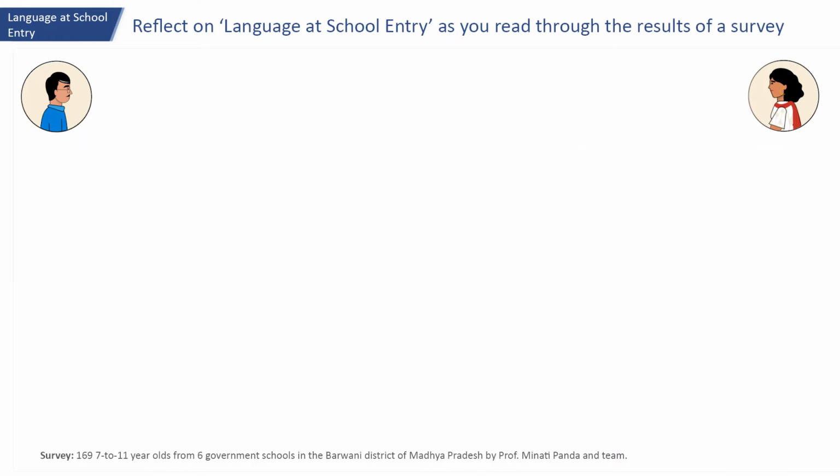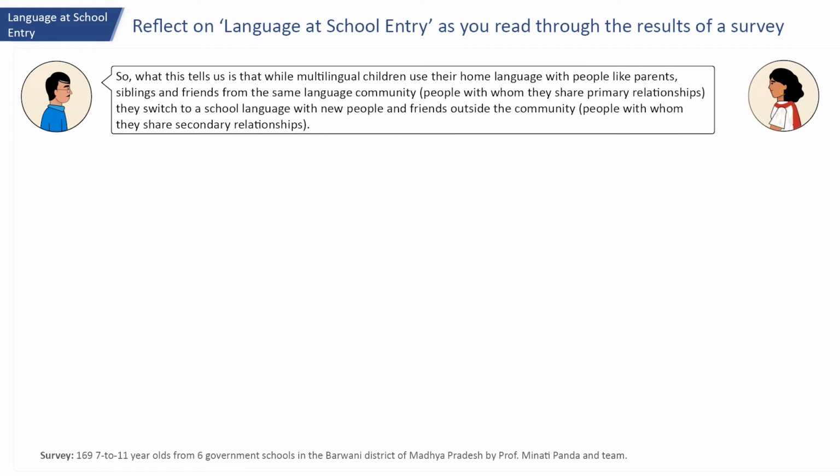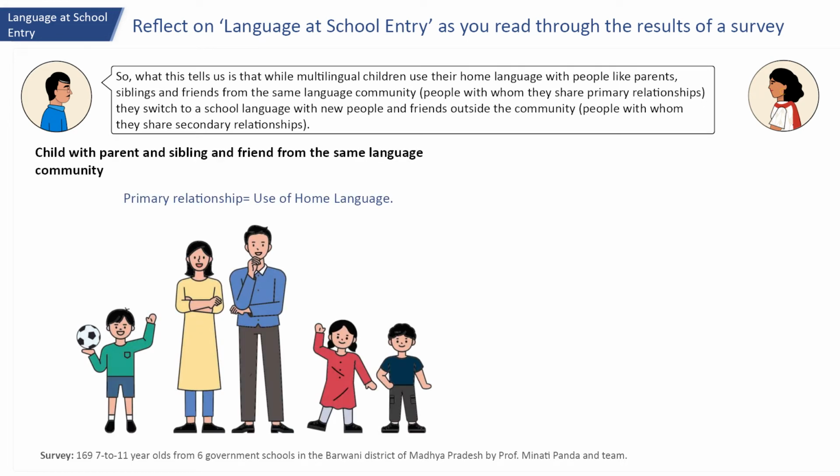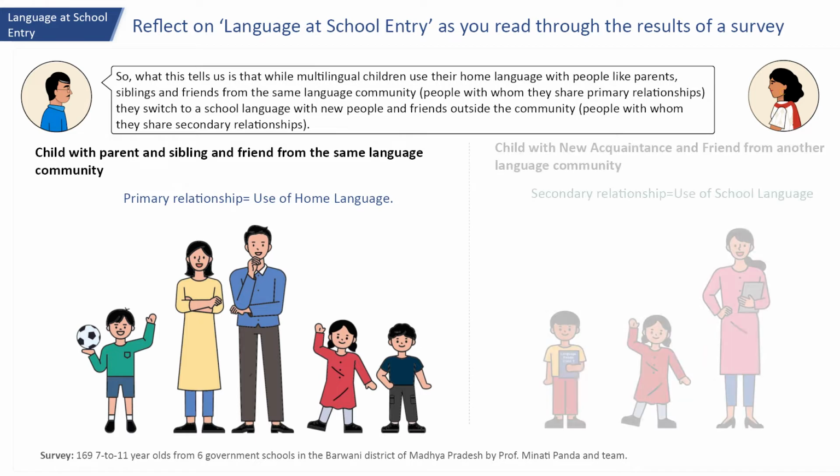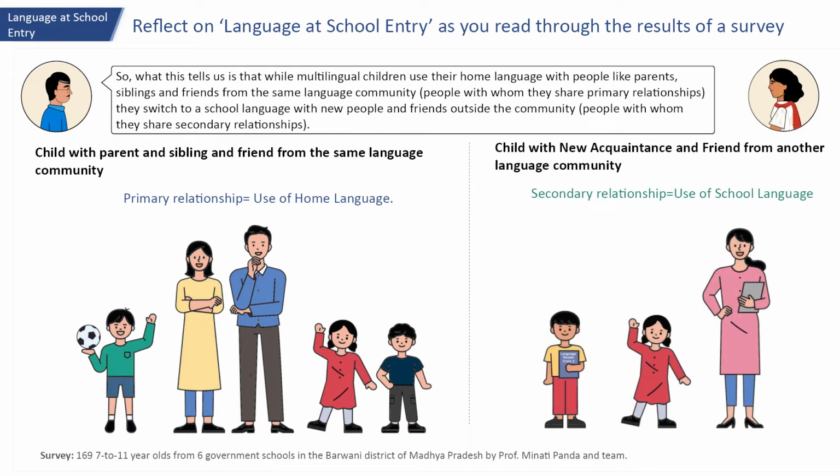So, what this tells us is that while multilingual children use their home language with people like parents, siblings, and friends from the same language community, people with whom they share primary relationships, they switch to a school language with new people and friends outside the community, people with whom they share secondary relationships.